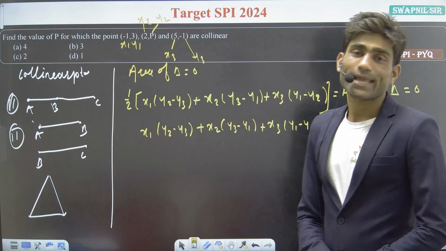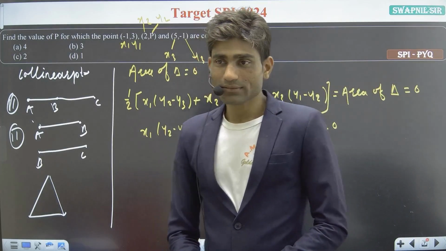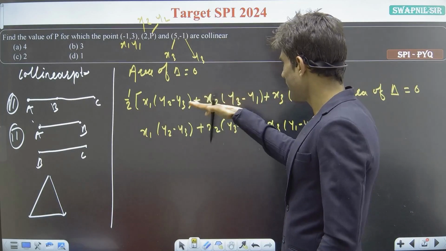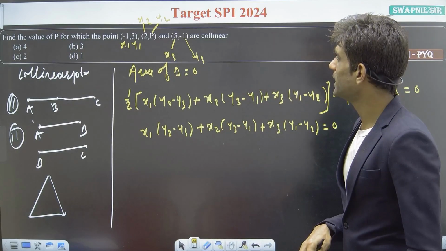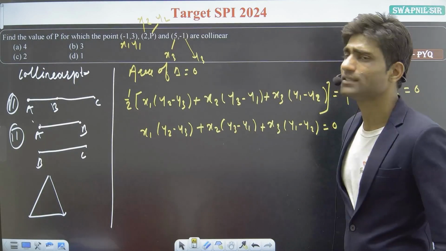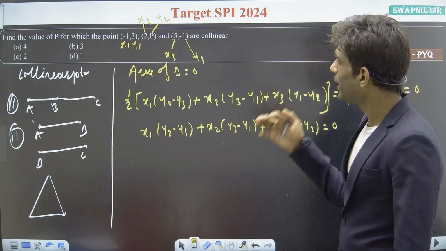This one is our area of a triangle. Okay, I modify our area of a triangle this way. Now put the values for x1, y1, x2, y2 and x3, y3 in our result. We will get the required value for P.